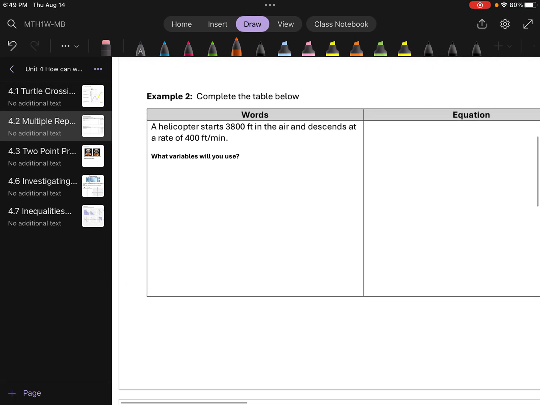I want you to pause the video and try example 2 if you have not already done so. So it says a helicopter starts 3,800 feet in the air and then descends at a rate of 400 feet per minute. Okay, so if I'm looking at this, you might have used different variables and that is okay. I'm going to let H represent height.